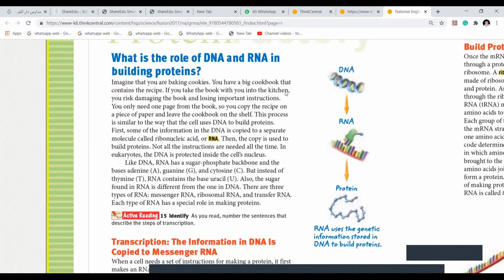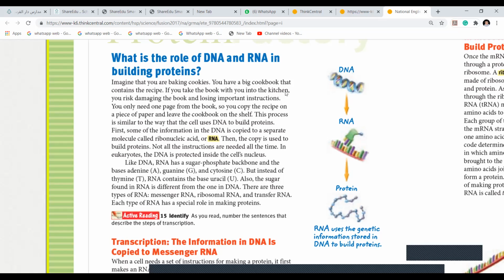Of course, not all instructions are needed at that time. The DNA is protected inside the cell's nucleus. You know very well that DNA is inside the cell's nucleus. Now, like DNA, RNA has a sugar phosphate backbone. You know the base? It has sugar, it has phosphate, and one backbone, that is a base.